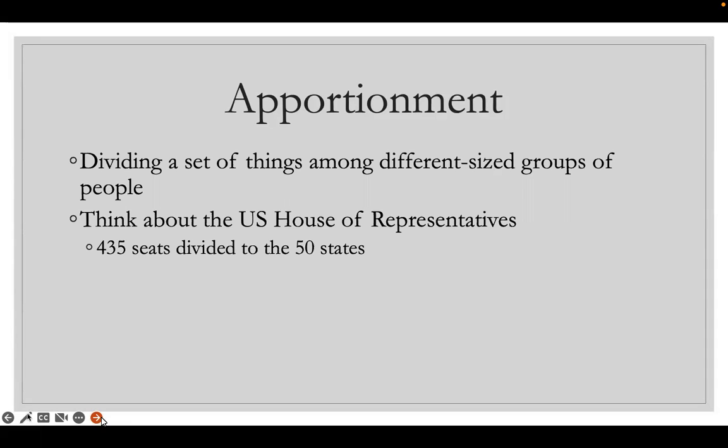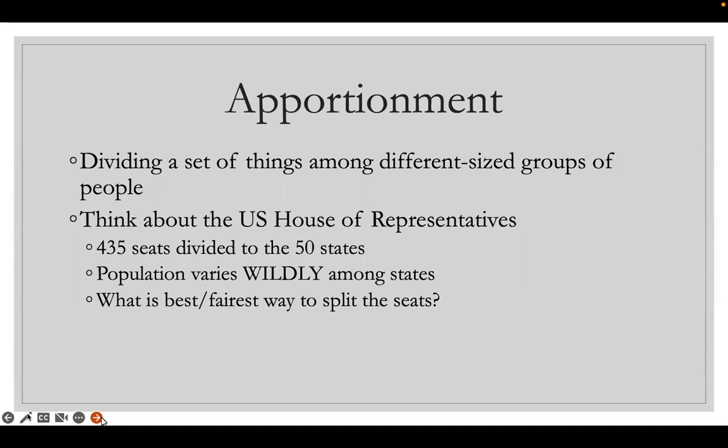So how do they figure out how many representatives each state gets? Because the population varies wildly, right? We're talking about Texas, California, New York that have a ton of people. And then we get to states like Montana, Wyoming, North and South Dakota that have far fewer. So how do we know the best and fairest way to split the seats?